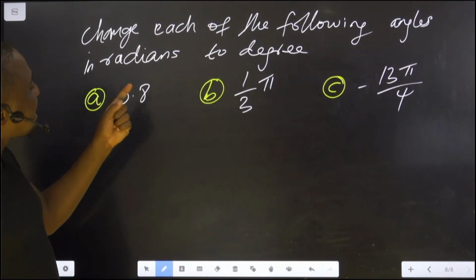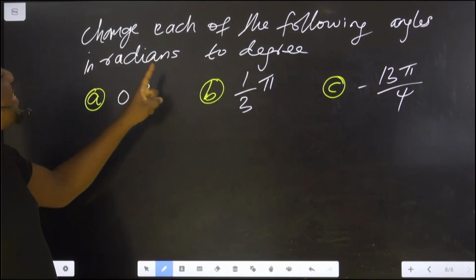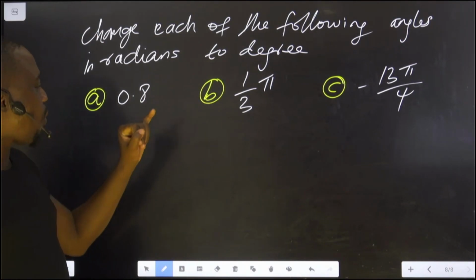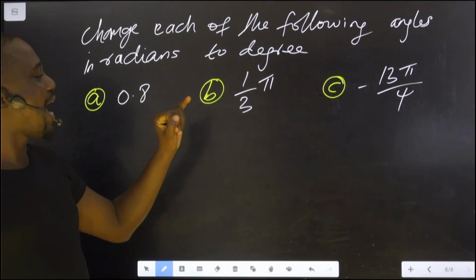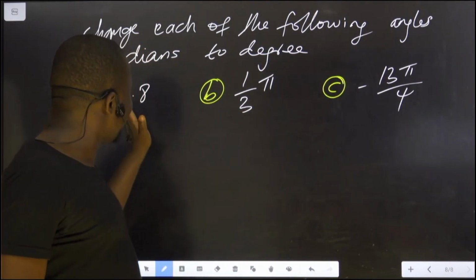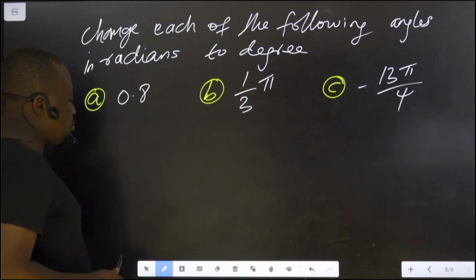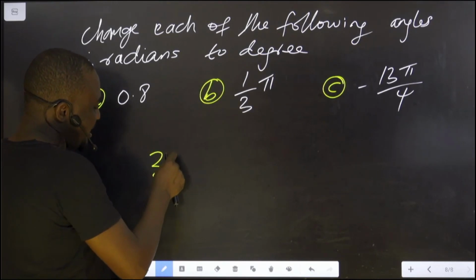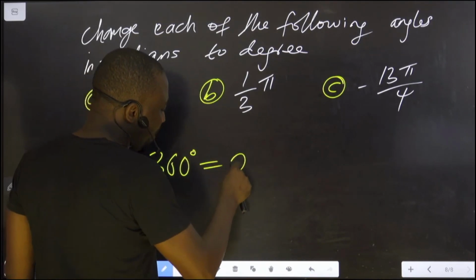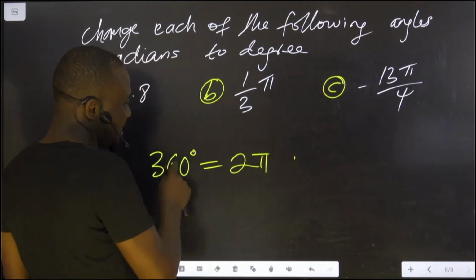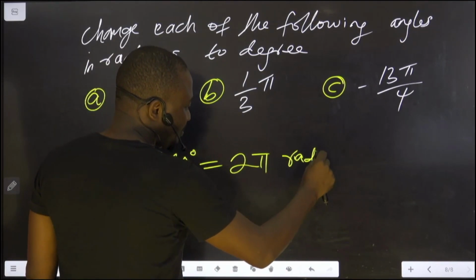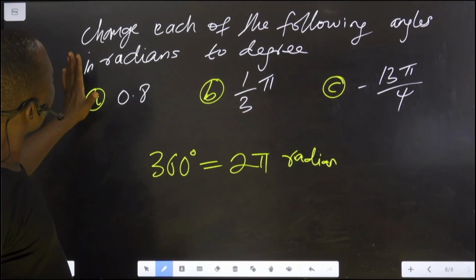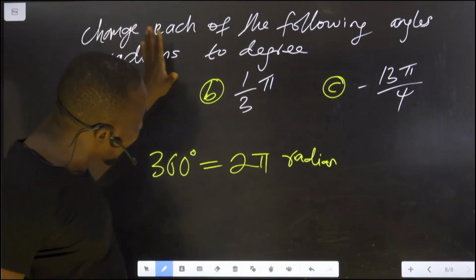Look at this. It says, change each of the following angles in radians to degree. 0.8, 1 over 3 pi, and minus 30 pi over 4. All of them are in radian. So what do you do? Just ask yourself. 360 degree will give us 2 pi. This is in radian, this is in degree. Now, what are we doing now? Where are we moving from? We are moving from radians to degree.